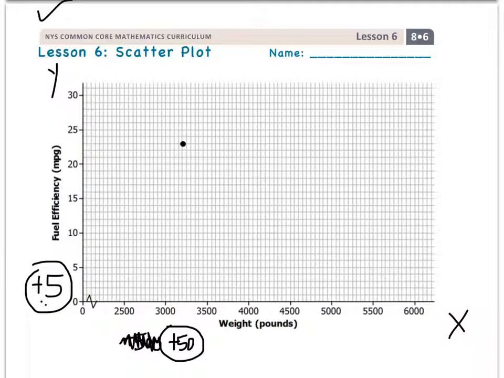So our model 2 was represented by 2,550, 28. So I'm going to go on my x-axis to 2,550. This is 2,500, so that's going to be right here because I go up by 50. Now I have to go up to 28. So I'm going to keep going. I have 25, 26, 27, 28. I'm going to put a point there.